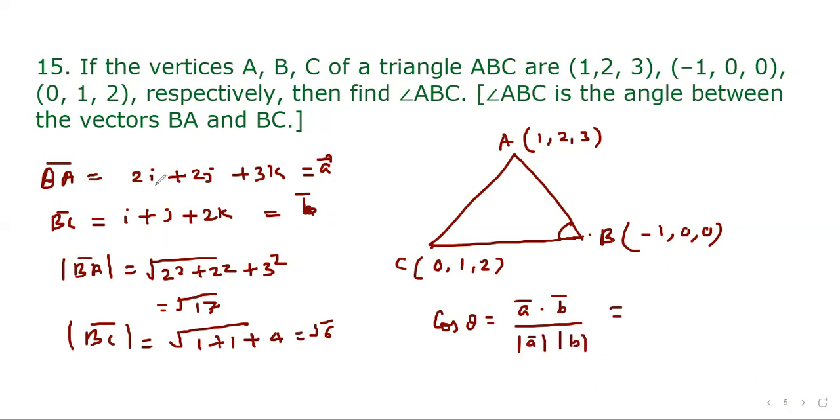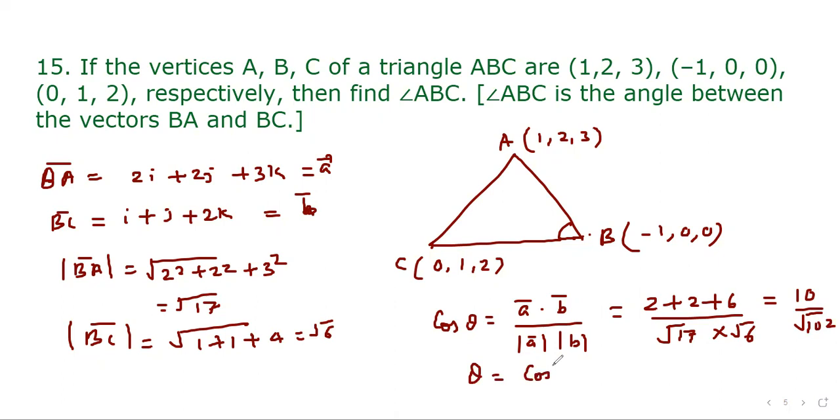So we find the dot product of the two. That will be 2 plus 2 plus 6, divided by root 17 times root 6. That is 10 divided by root 102. So theta equals cos inverse of 10 upon root 102.